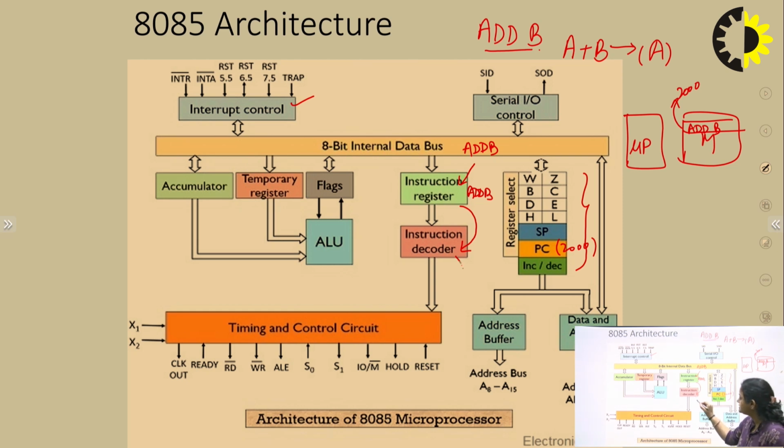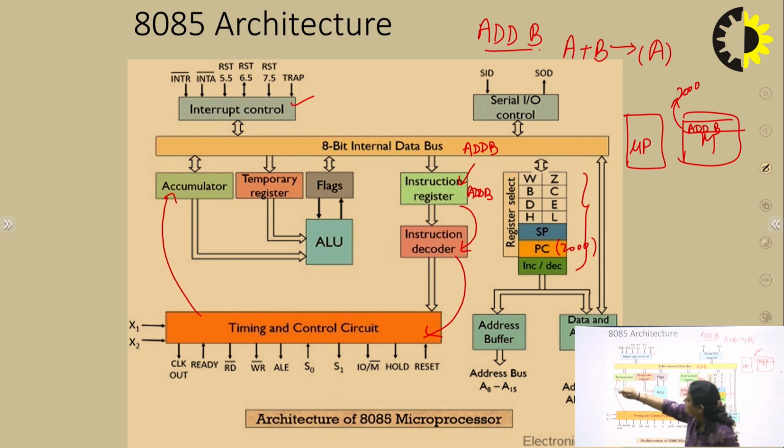For this, this instruction decoder will pass the signal to timing and control circuitry. Now, timing and control circuitry will realize what is needed to be done. What is needed to be done? We have to add the contents of A and B and store the result in A. So this timing and control circuitry will send a signal to accumulator. Simultaneously, it will send instruction to B.